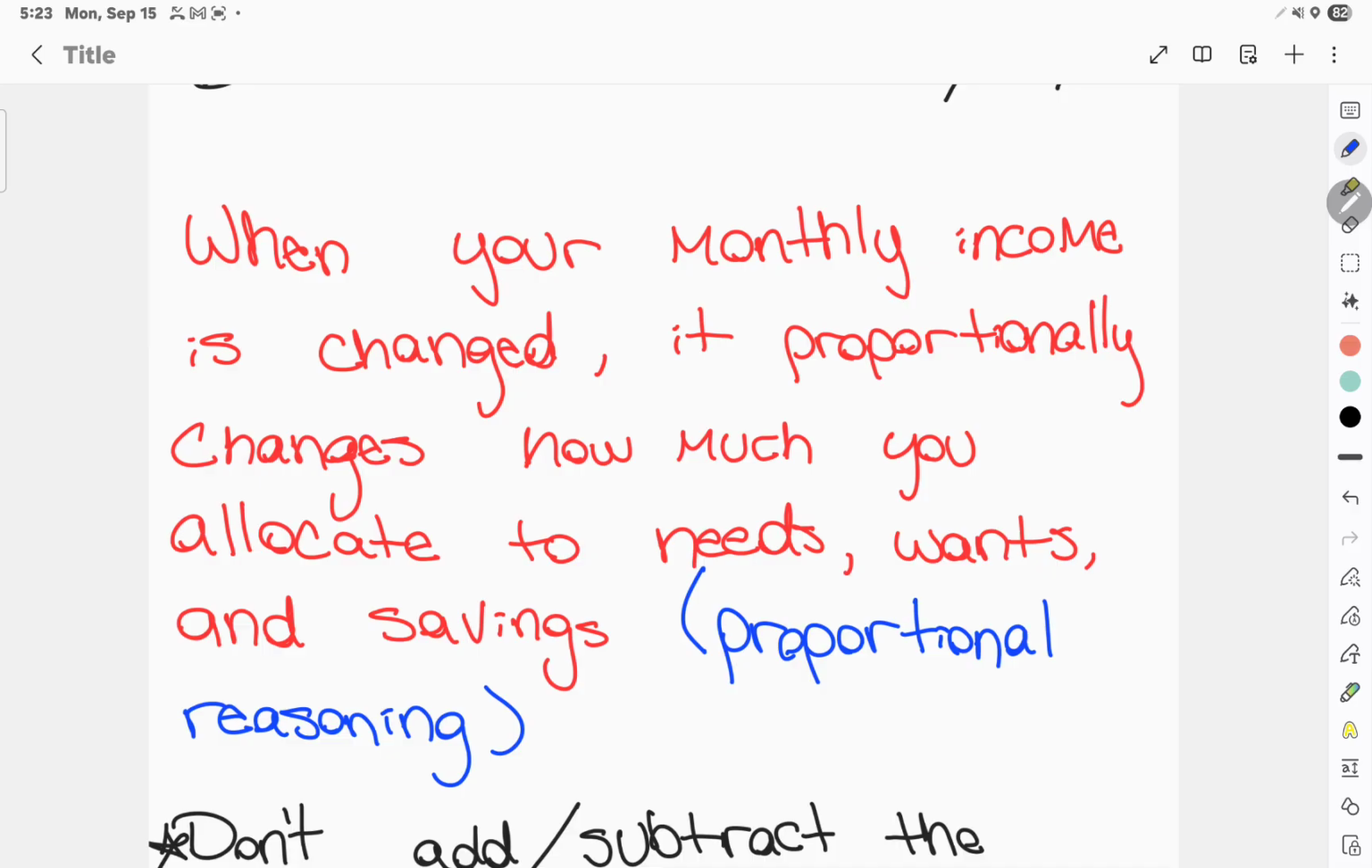Now, in reality, this isn't how you would ideally spend that $800. Ideally, you would allocate that $800 into savings. But with proportional reasoning, let's say rather than an $800 one-time bonus, we get $800 every single month more for sure. Then we would increase our needs, wants, and savings by the percentage that we increased our income by.